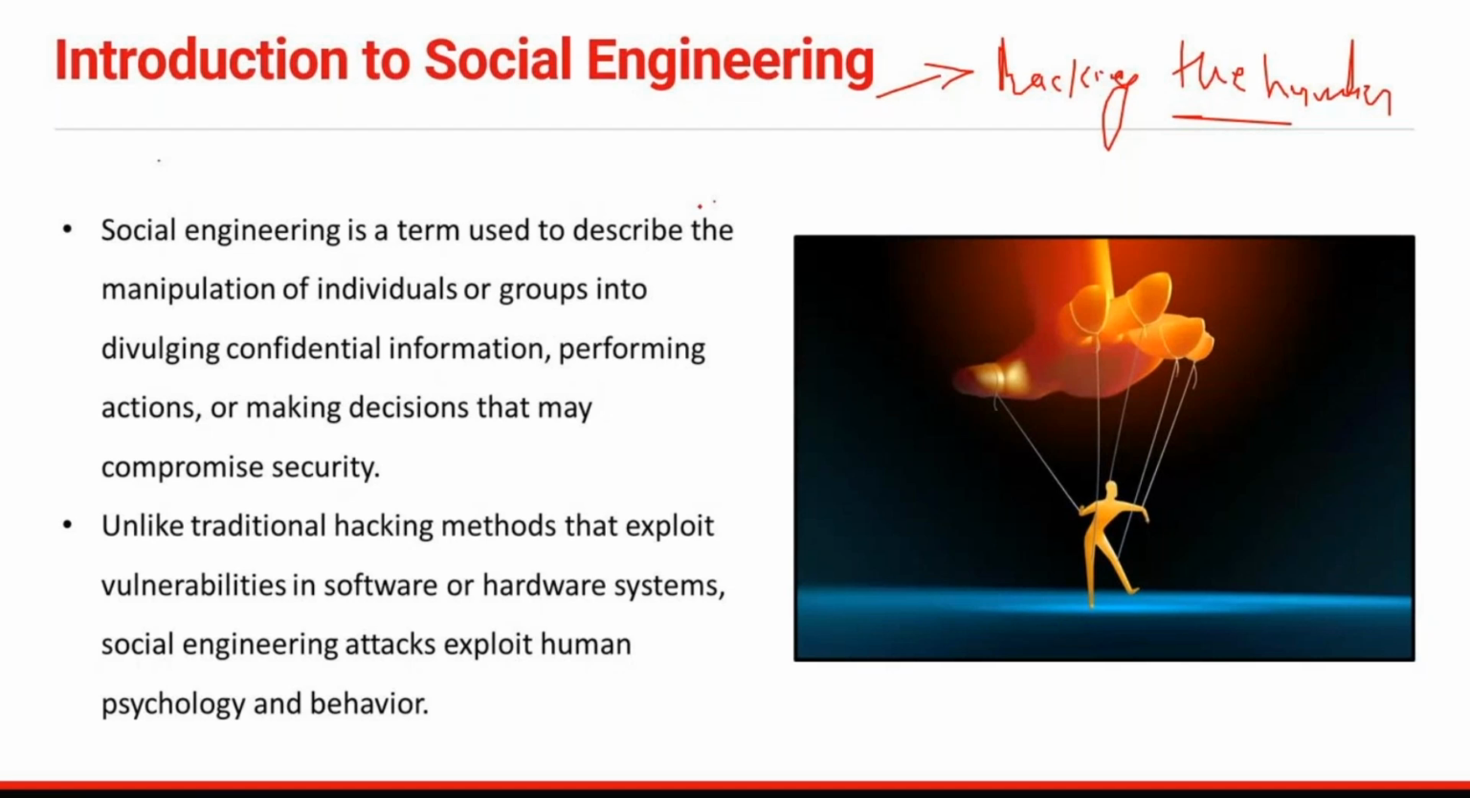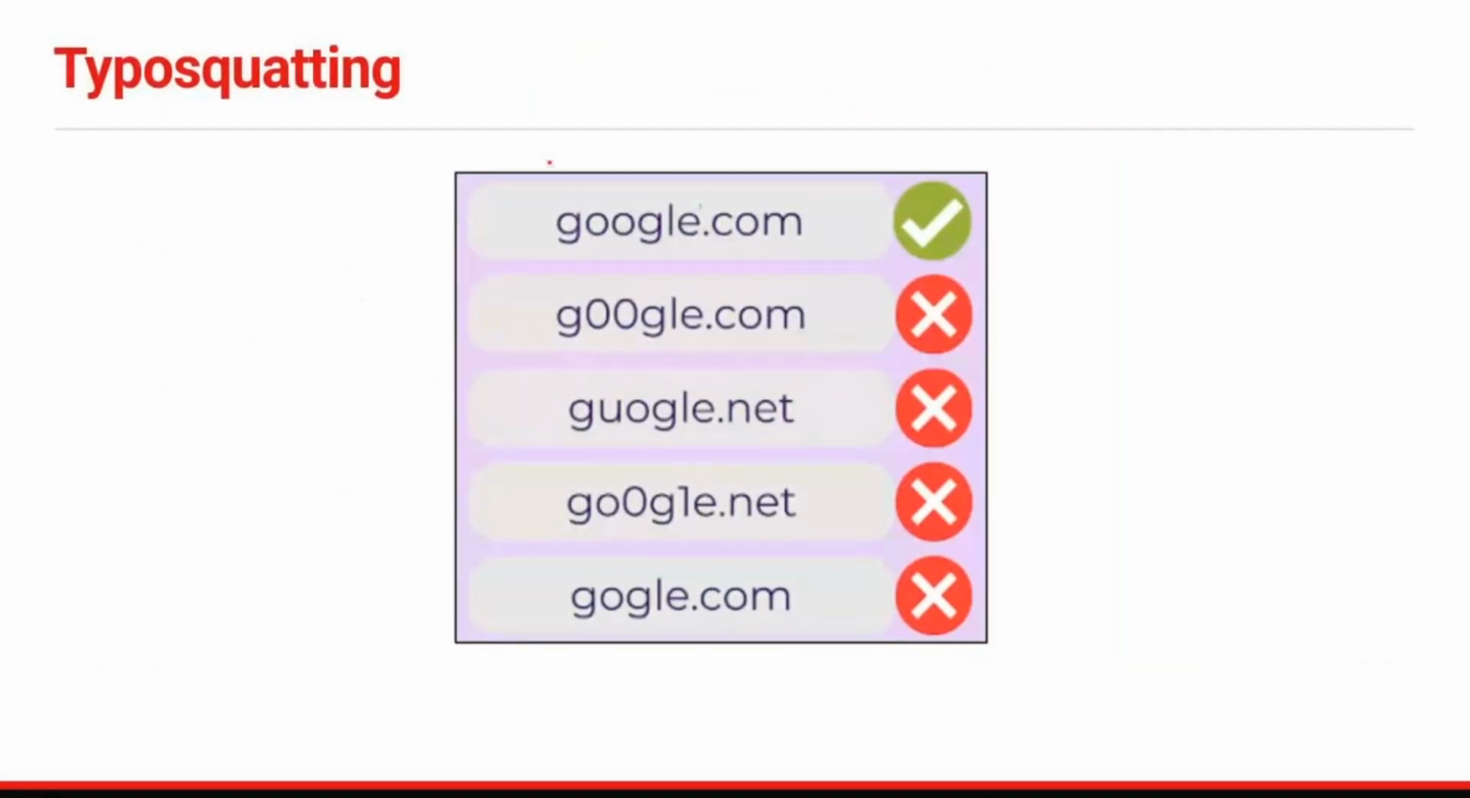Now there are different things that happen in social engineering, like typo squatting, which means attackers register or purchase look-alike domain names so that they can trick the users into clicking on emails. So rather than Google, I register a domain G00GLE. If I send an email to you, you will think that Google is sending you an email and you will click on the link provided. So that is typo squatting: attackers registering a domain which looks like an original one.